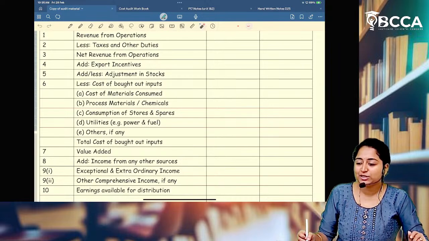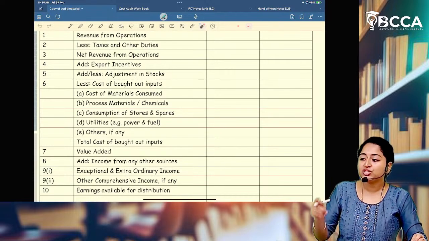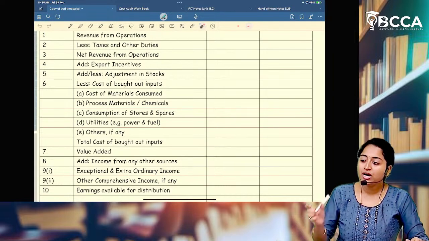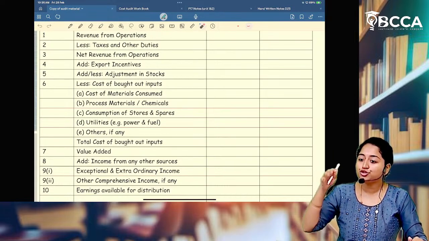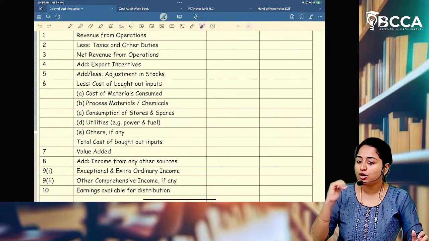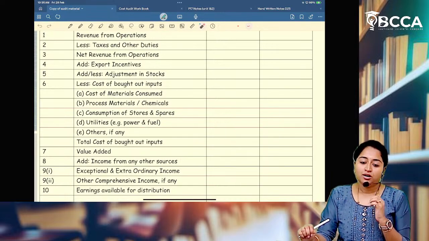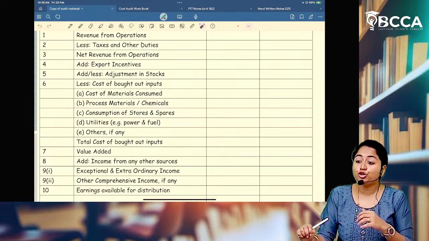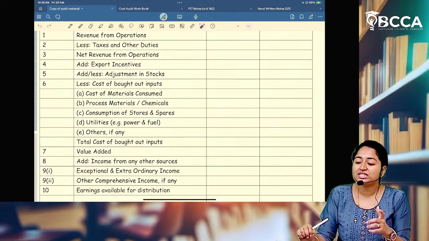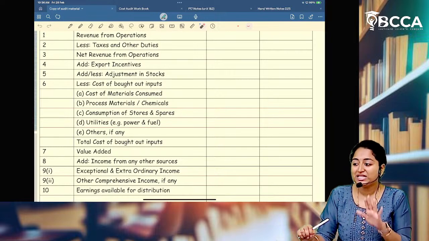Now, what are these export incentives? Export incentives are some incentives given by the government to increase the exports of the company. Now, what does the government want? The government wants to reduce imports and increase exports so that the GDP will increase, or the entire global development will increase. To motivate companies to get into more exports, some kind of incentives will be given by the government to the company, if any export incentives are received.